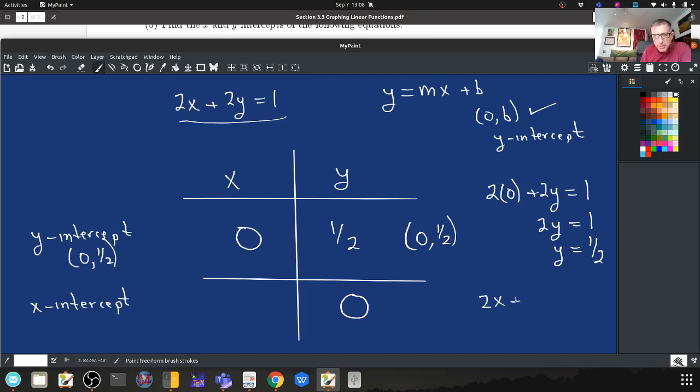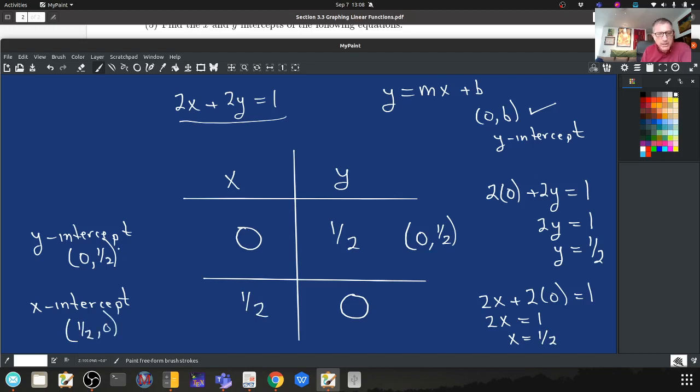2x plus, I plug in 0 for y, is equal to 1. So that gives me 2x is equal to 1. I divide both sides by 2. I get x is equal to 1/2. So my x-intercept is (1/2, 0).